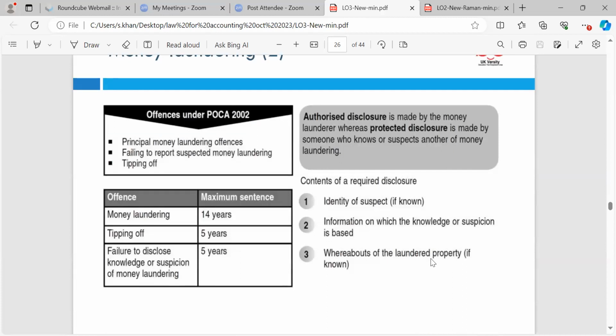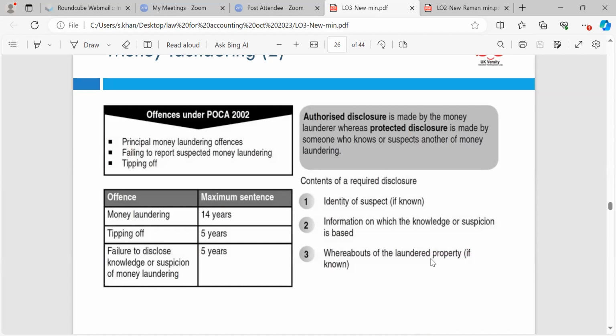Offences under POCA. We refer to it as POCA when I'm teaching law. It's because it's the Proceeds of Crime Act, where if they've suspected anything, there are sentences in place: 14 years for money laundering, tipping off 5 years, failure to disclose knowledge or suspicion of money laundering, 5 years. Authorized disclosures are made by those involved in money laundering, whereas protected disclosures are made by someone who knows or suspects another of money laundering. And the maximum sentence is quite high for that, isn't it?